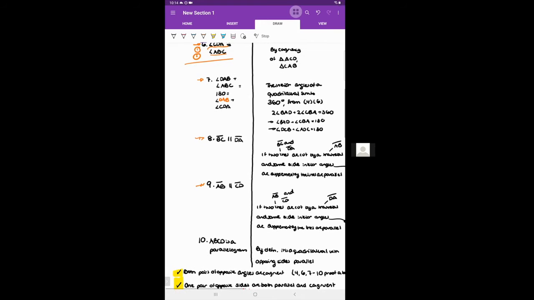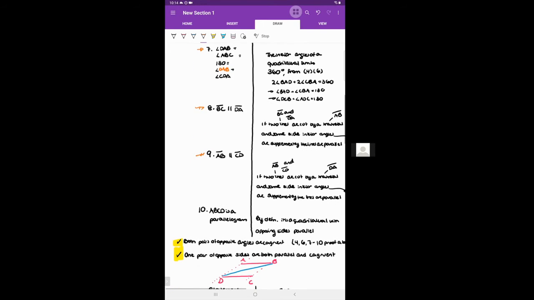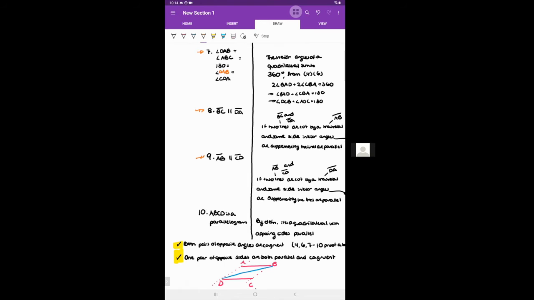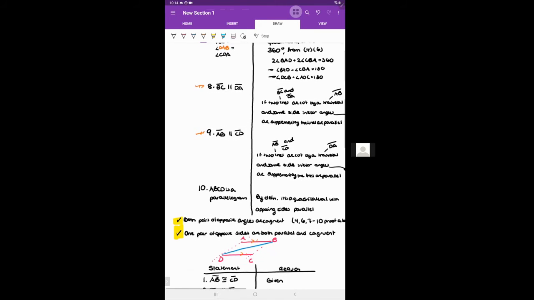Another condition that is sufficient to show that a quadrilateral is a parallelogram is that one pair of opposite sides are both parallel and congruent. So I have a little drawing here. I have ABCD, and that's a quadrilateral. I drew in the dashed lines to the sides just to help with visualization. And I know that one pair of opposite sides are both parallel and congruent. So I'm saying that AB and CD are both parallel and congruent.